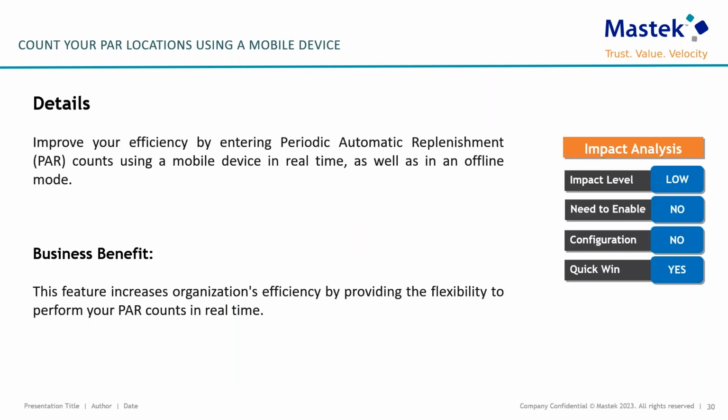Now moving to the next one, which is count your par location using a mobile device. Again, we can use this feature on our mobile devices. This will improve our efficiency by entering par replenishment counts using a mobile device in real time as well as in offline mode. There will be no opt-in for it, and no configuration changes required. So this is also a quick win for us. The main business benefit is that it will increase the organization's efficiency by providing the flexibility to perform par counts on real-time data.